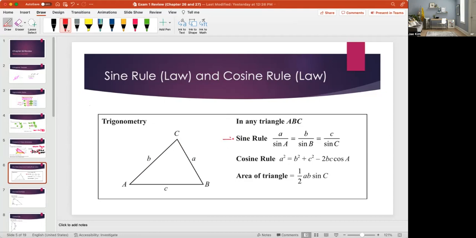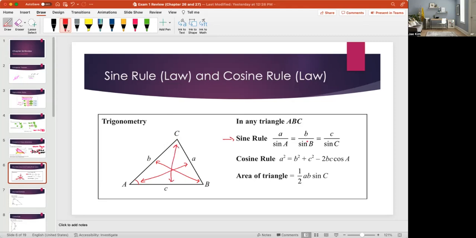Sine rule says the ratio between the length of A, which is here, and sine A, here's angle A, the ratio equals the same ratio of B over sine B. So basically the relationship between the ratio here, between A and sine A, is same ratio as B and sine B. And same thing goes with C right here.